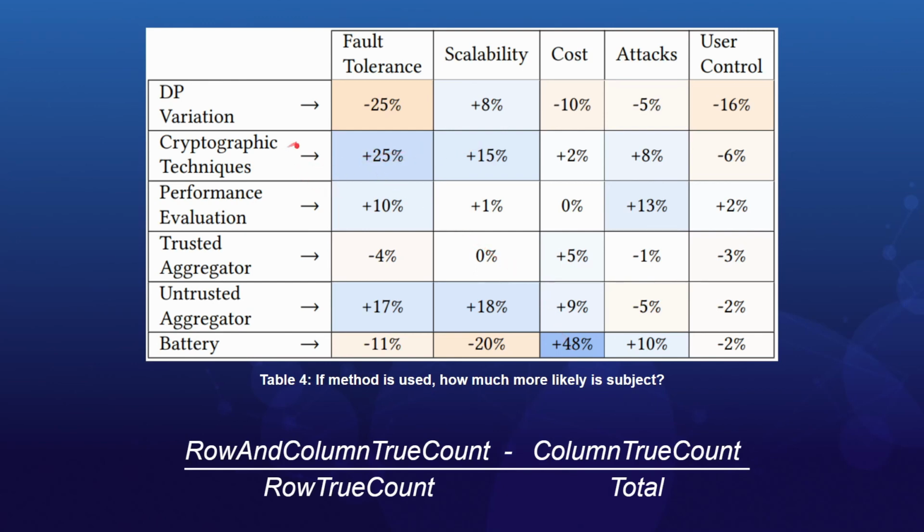In the same way, if somebody used cryptographic techniques, much more likely to discuss fault tolerance. But if they used a differential privacy variation, they were much less likely. We calculated this by finding the total number where the method and the subject were both used, both true, talked about, and divided by the row true count, so exactly how many times the method was used. We then subtracted, this line here is an error, we then subtracted the total number where the subject was discussed divided by the complete number of papers. So this gave us, again, how much more likely a subject was to be discussed if a method was used.